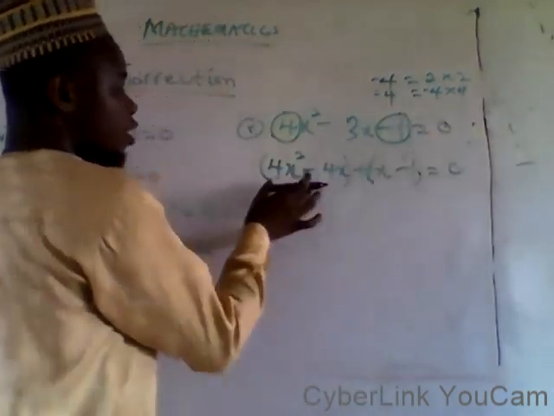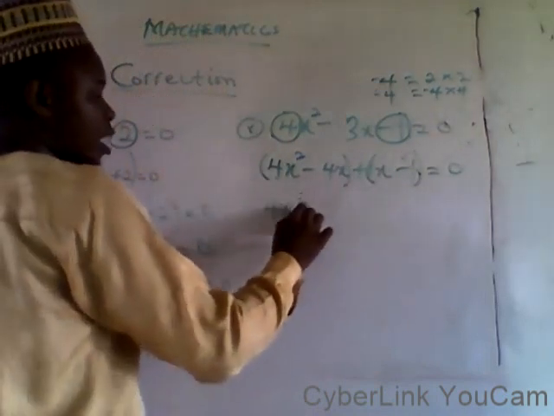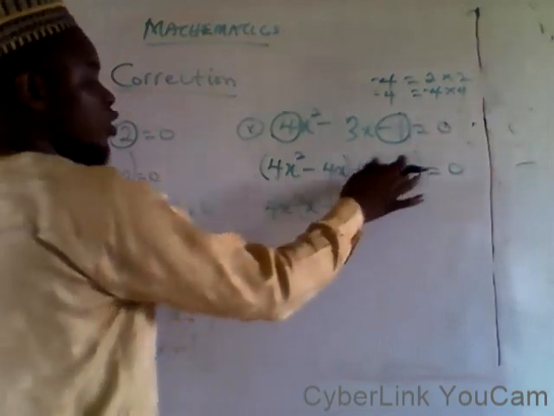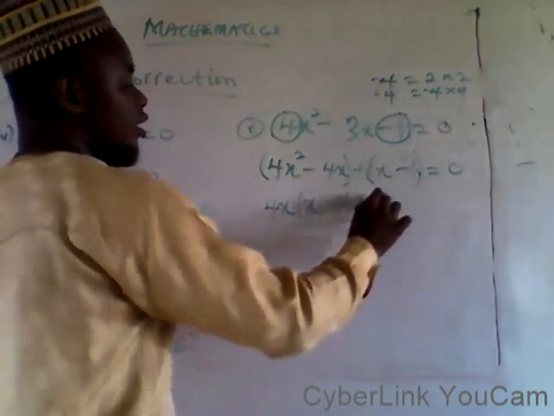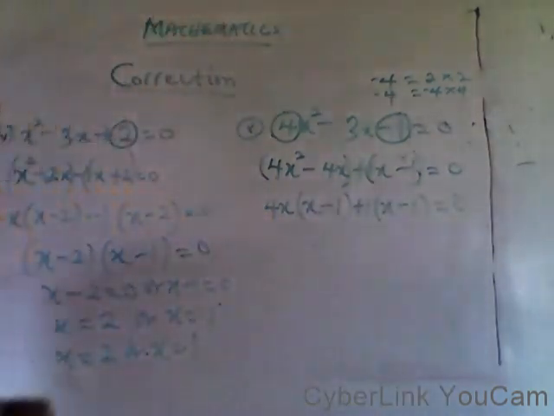Into 2. So what is common here? It is 4x, right? So what do you have left? You have your x minus 1. What is common here is plus 1. You also have your x minus 1 equals 0. That is what you have.